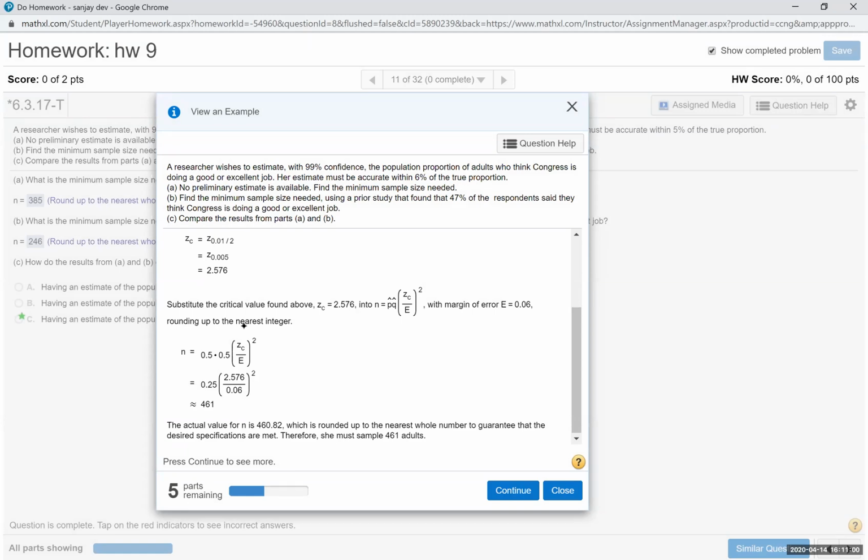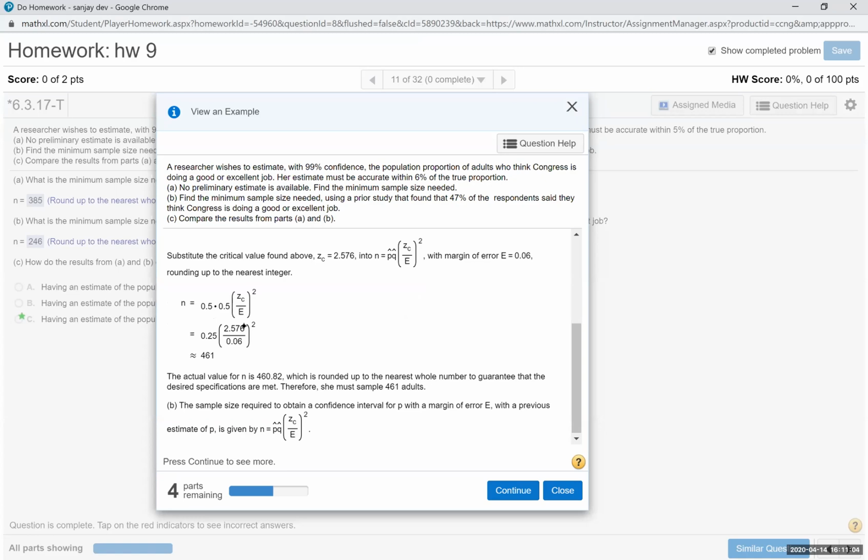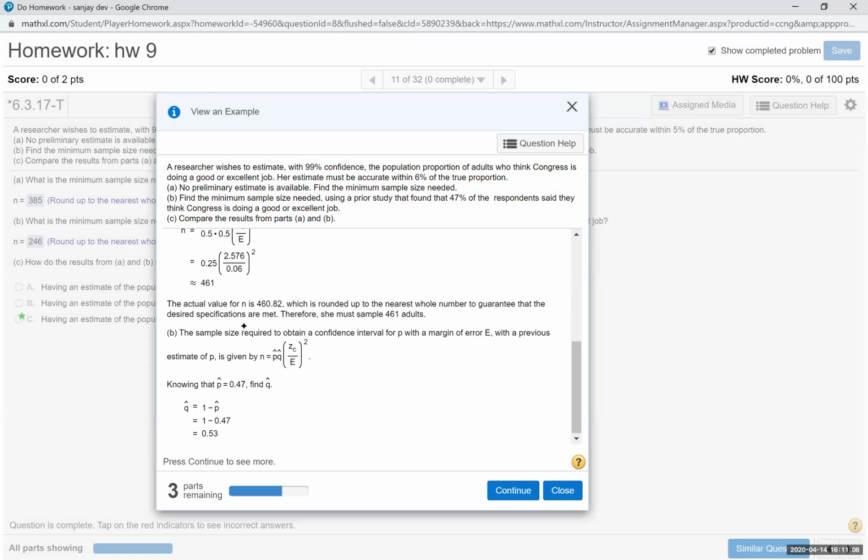But let's say you have prior information. In part B of this example, this time the P hat they give us happens to be 0.47. So Q hat is going to be 1 minus P hat, which is 0.53. So you have 0.47 multiplied by 0.53 multiplied by 2.576 divided by E.